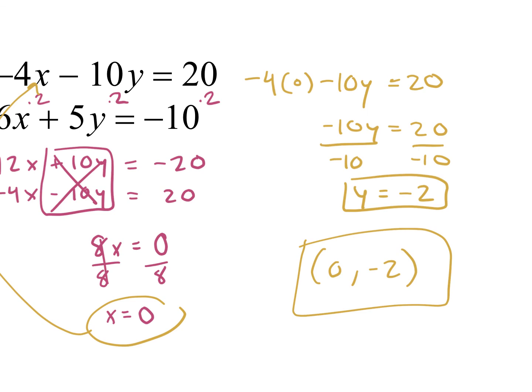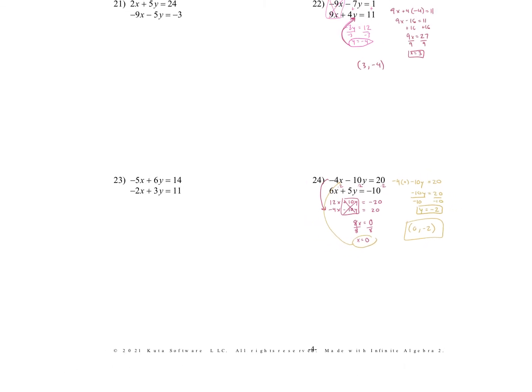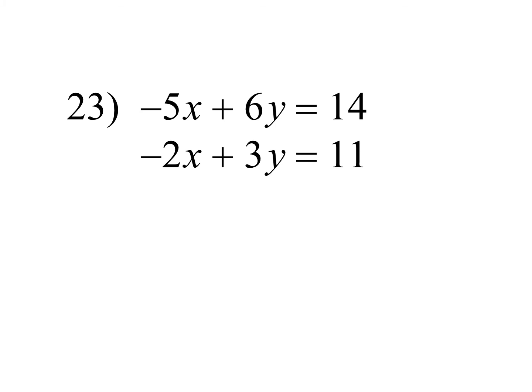Alright, I'm going to do one more just for extra practice of the eliminations. Let's look at 23. Do any of my variables cancel out right away? No. So how do I get them to cancel? Multiply by negative 2. Since this is a positive 6, I want this one to be a negative 6. So I have to multiply this whole thing by negative 2. So this becomes positive 4x minus 6y is equal to negative 22.